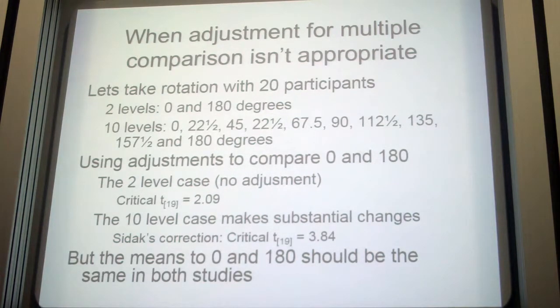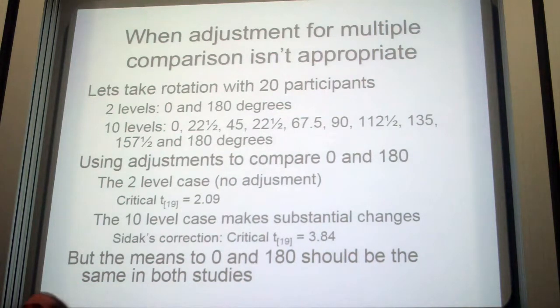Okay, so here's an example to reiterate this point. We've got 2 levels of rotation, 0, upright, and 180 degrees, inverted, or 10 levels that we could have of them. We can use the adjustments to compare 0 and 180. They're the same conditions, they should have the same means, the distances should be the same. And in the 2-level case, the critical value of t is 2.09. It's with 20 participants, 20 estimates per level.